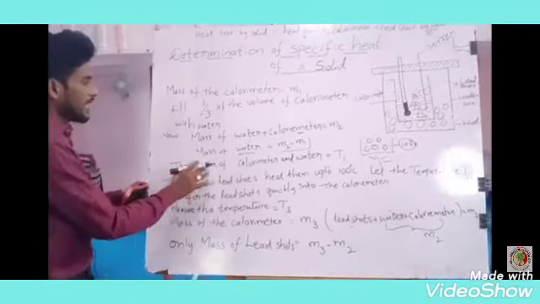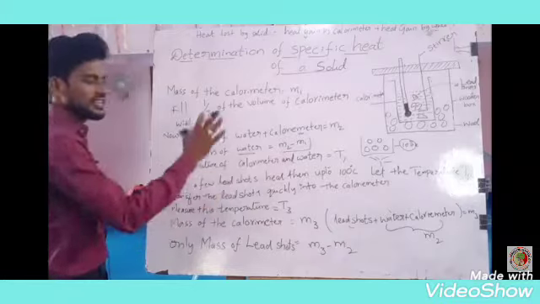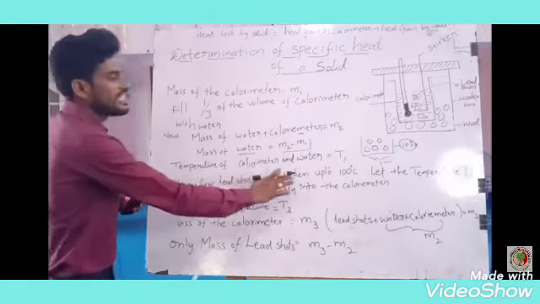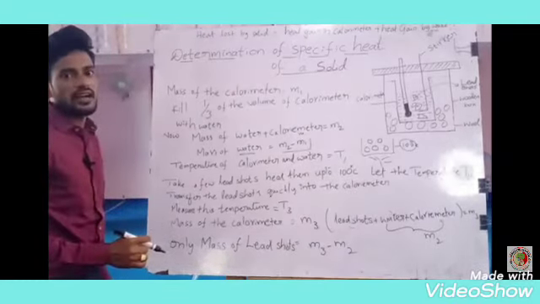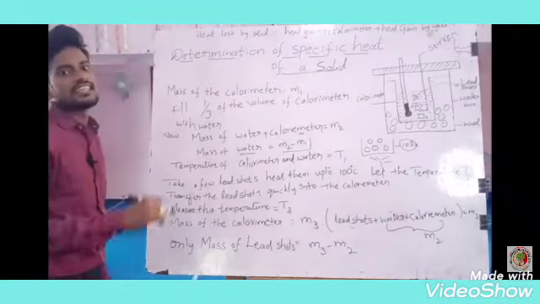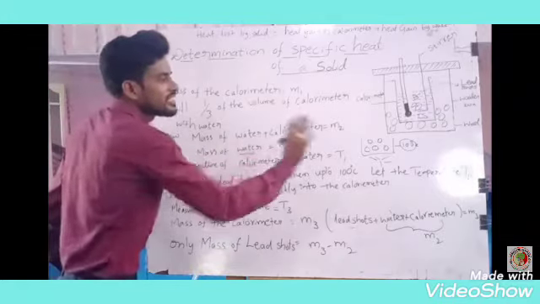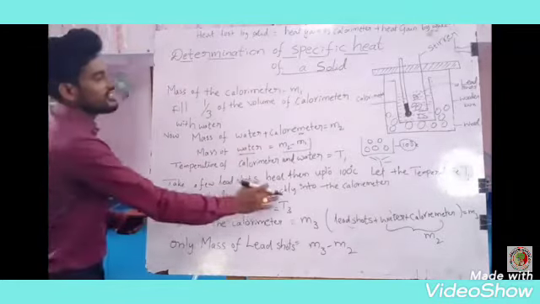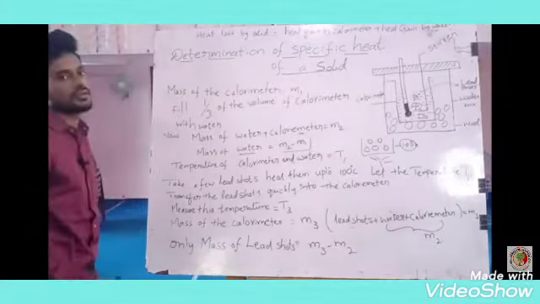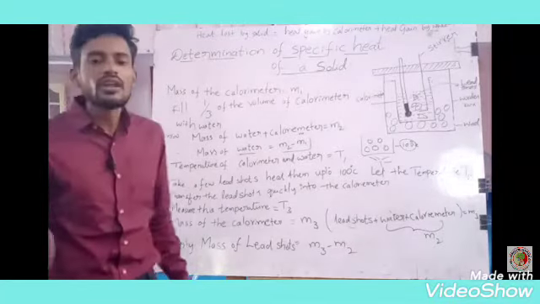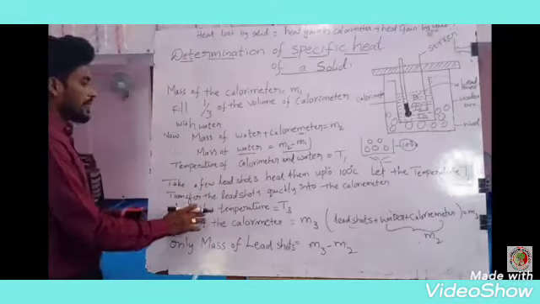See, initial temperature of calorimeter and water equal to T1, you know well. Take a few lead shots, heat them up to 100 degrees centigrade, which is the maximum temperature, which is nothing but T2. Transfer the lead shots quickly into the calorimeter. Without heat loss, you have to transfer. Of course, some negligible heat losses should be there. You have to neglect. And now measure the temperature.